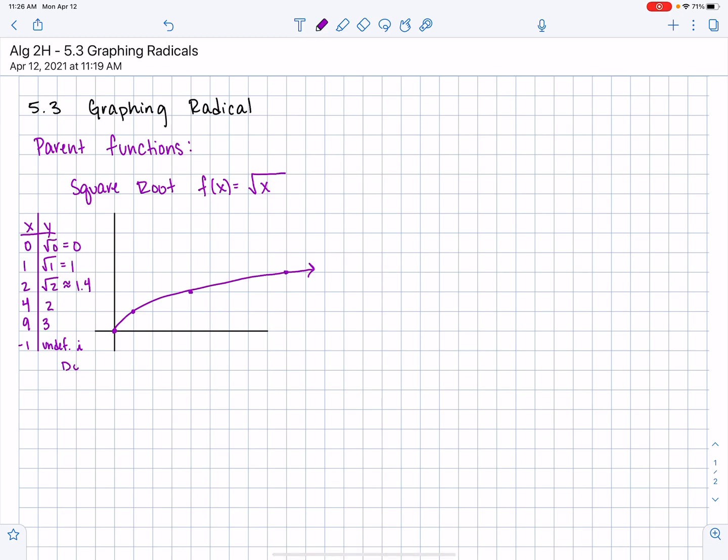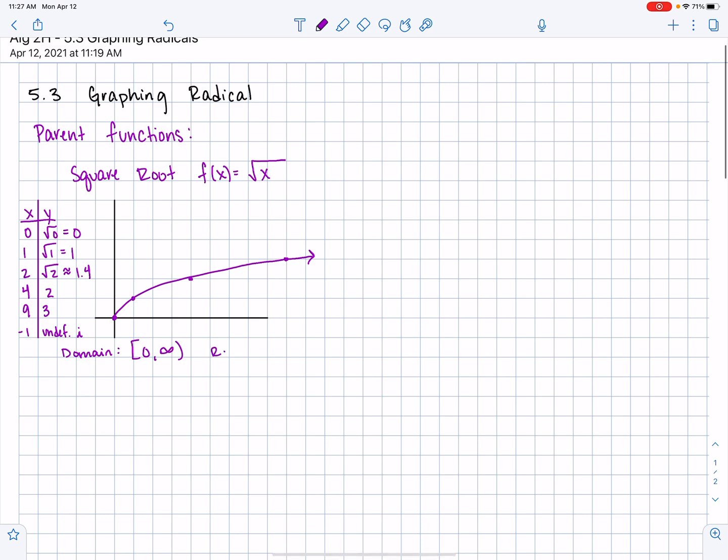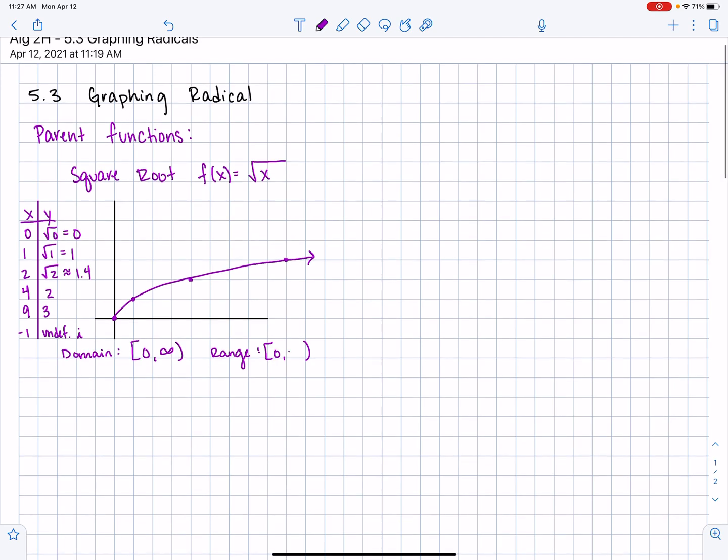We know that the domain of this function is from 0 to infinity, aka for the domain of this function we can only have inputs from 0 and higher, and the range is also from 0 to infinity. We're only going to have outputs that are 0 or higher. Sorry, that infinity was not very pretty. There we go.